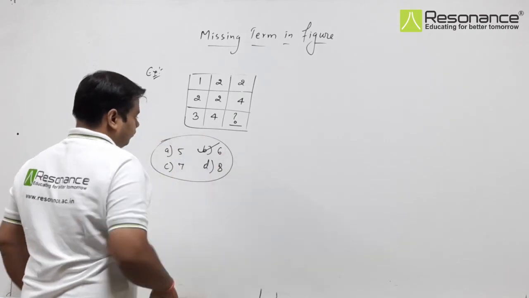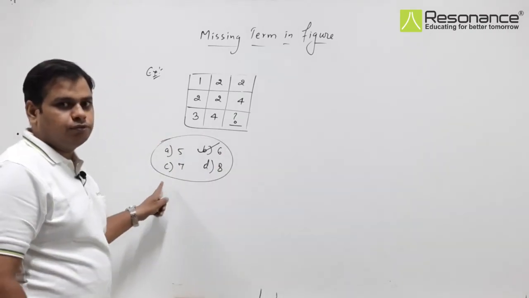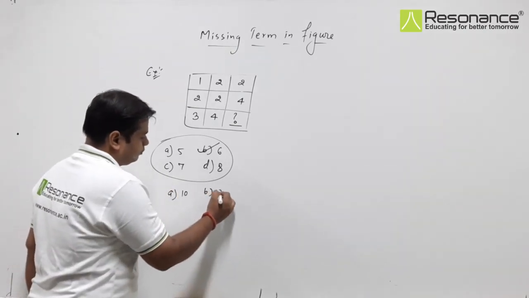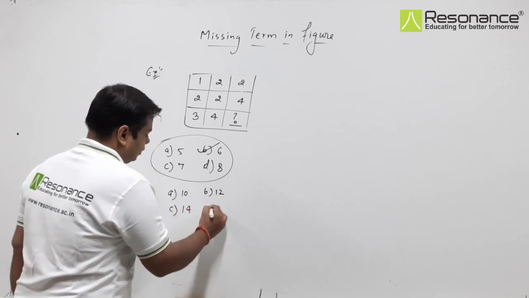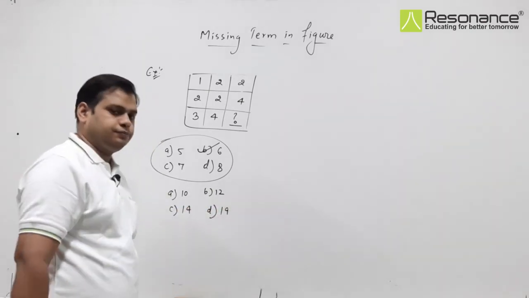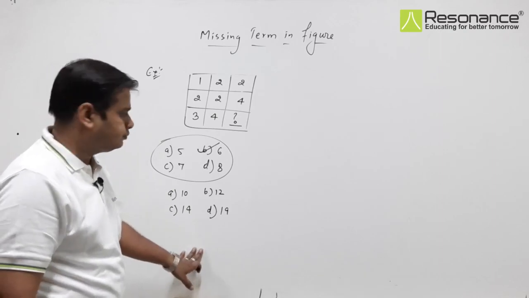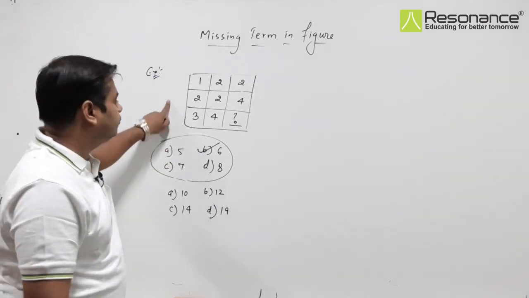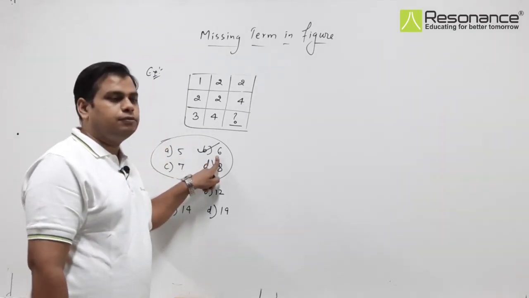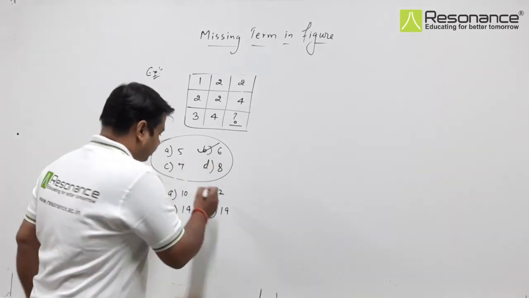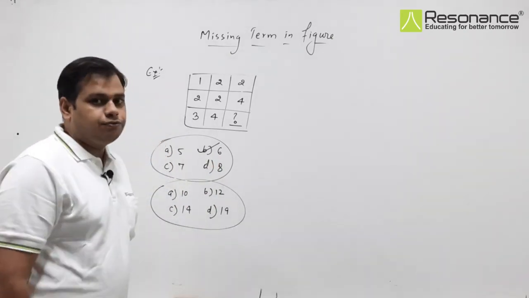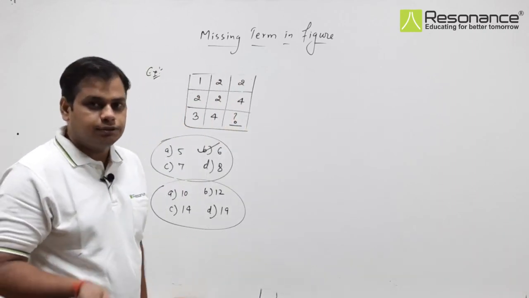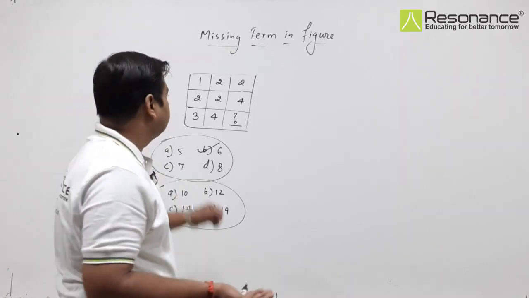Suppose we do not have these options, we have other options: 10, 12, 14, 19. Now you cannot apply the logic column wise, because the answer according to column wise is 6, but in these options we do not have 6. If we do not have our answer in the options, then we have to change our logic. Then what do we have to do? We have to change our logic.